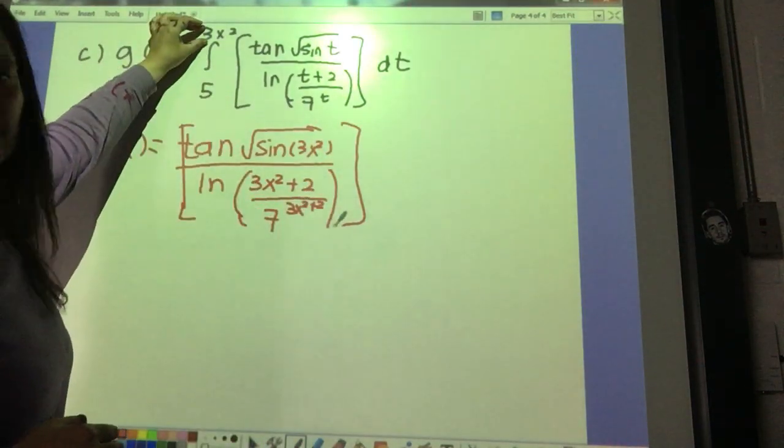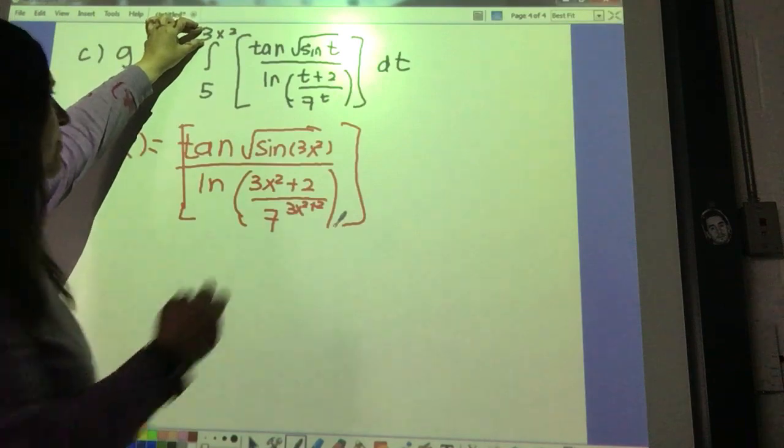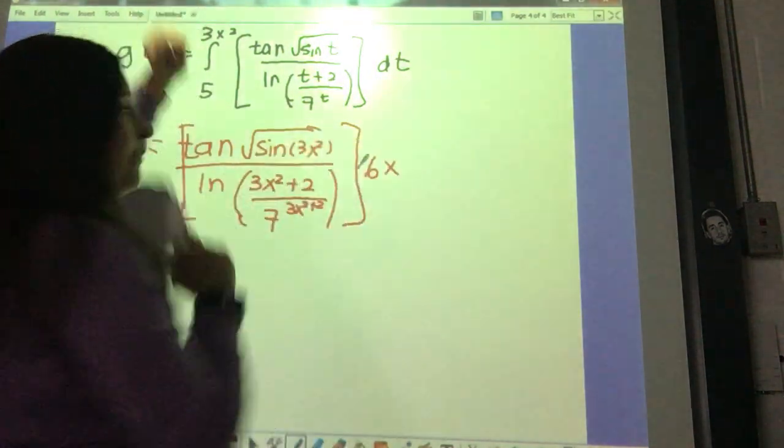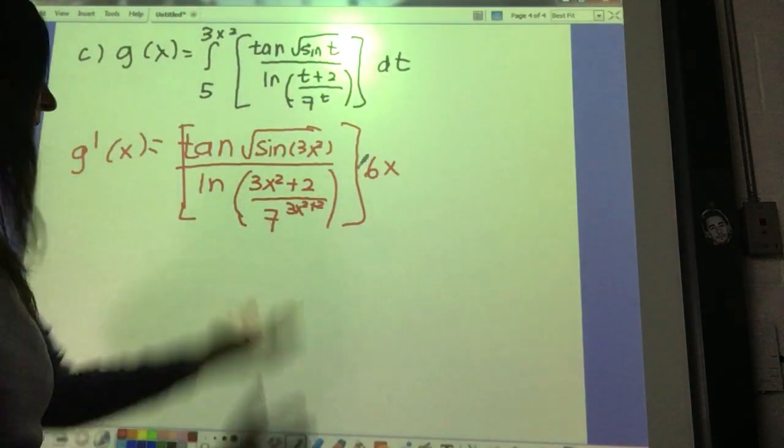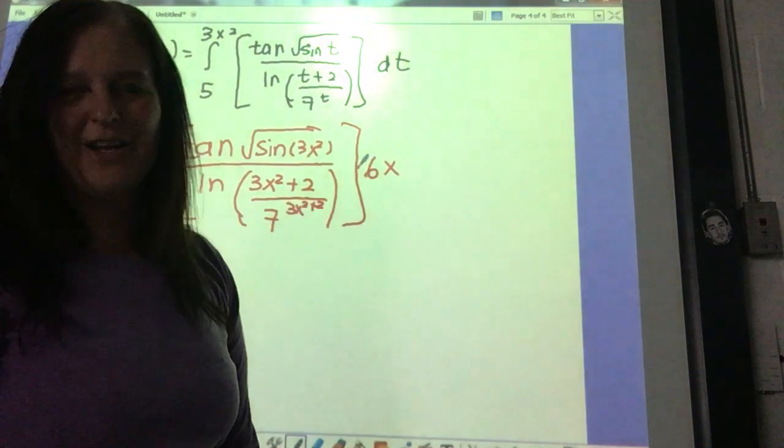You do need to get the derivative of 3x squared. The derivative of 3x squared is just 6x. And we do not need to simplify. We're done. So there you go. That's the fundamental theorem of calculus part 1.